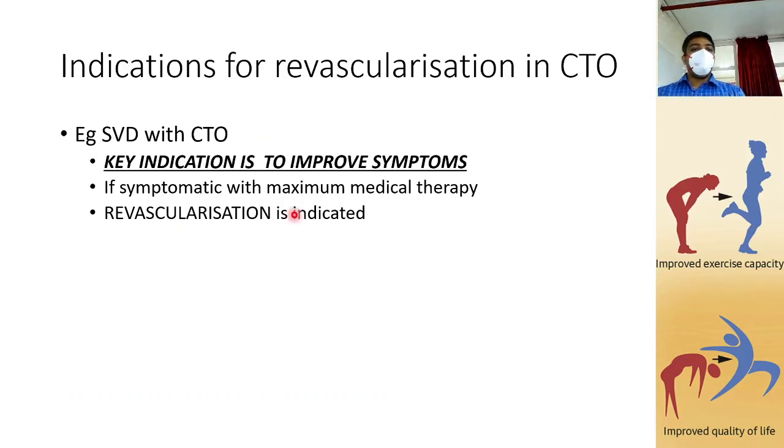So the key indication for revascularization of a CTO is when the patient has an occluded vessel with symptoms. That is, the person is having persistent angina. So if the patient is symptomatic, that is the main key indication for opening up a CTO. That is, despite maximum medical therapy, the patient is still having symptoms. In such cases, revascularization is indicated.